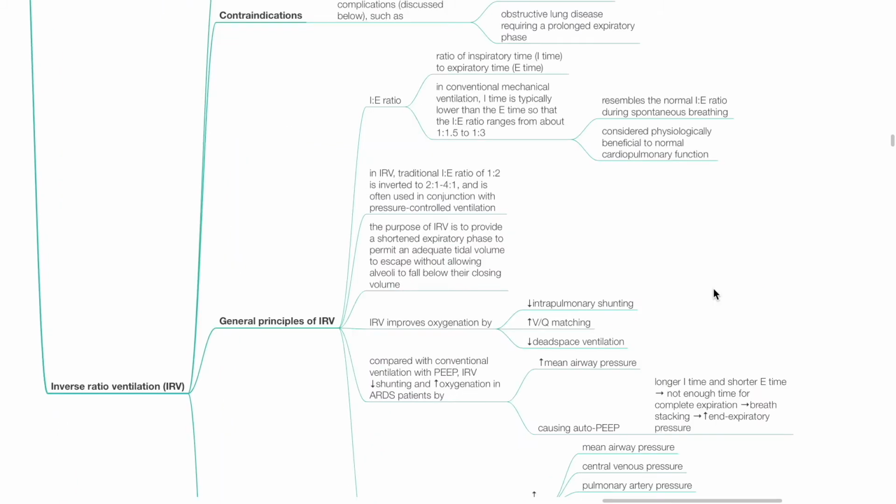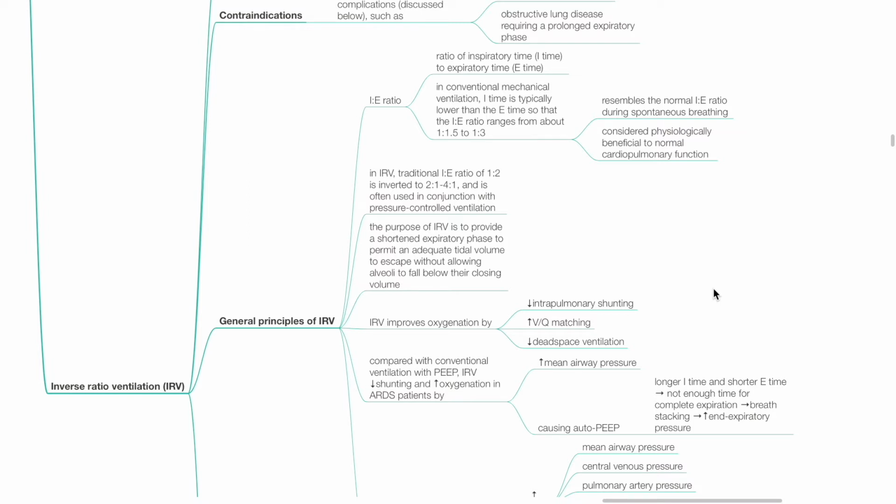General principles of inverse ratio ventilation. IE ratio refers to the ratio of inspiratory time to expiratory time. In conventional mechanical ventilation, I time is typically lower than E time, so that the IE ratio ranges from about 1 to 1.5 to 1 to 3, and this resembles the normal IE ratio during spontaneous breathing and is considered physiologically beneficial to normal cardiopulmonary function.